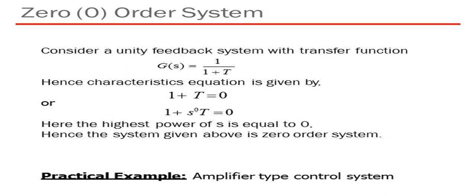All of us know that anything raised to power 0 is 1, so s raised to 0 is 1, and you can substitute s raised to 0. Then the highest power of s is equal to 0. Hence the given system is a zero order system. An example of this is an amplifier type control system.